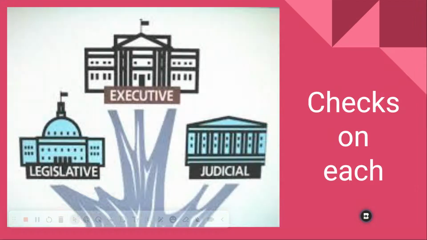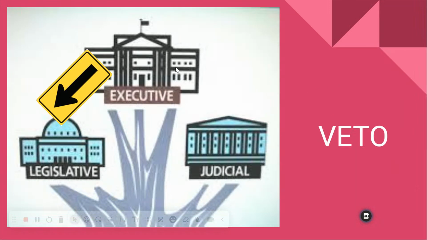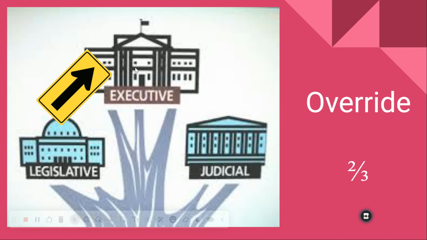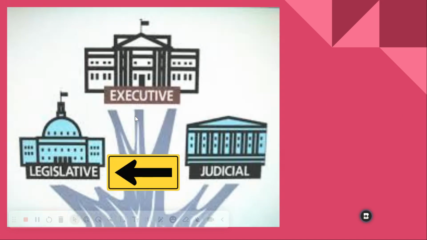Last, I want to go over the checks of each branch on each other. First, we have the executive branch: if the legislative branch makes bad laws, the president can veto those laws, or cancel them. That way, the president can hold power over a Congress that doesn't make good decisions. But what about the other way around? How can the Congress check the power of the president? Well, the Congress can override a president's veto if the president just doesn't want to sign a good bill. They need a 2/3 vote to override.